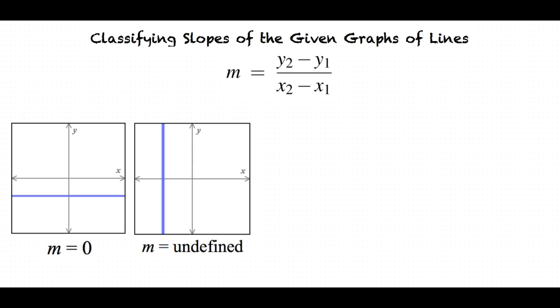What if the line is diagonal on the graph? So let's look at a diagonal line next. When the line is diagonal on the graph, the slope will be considered either negative or positive, depending on which direction the line slants. If the line slants up to the right, then the slope is positive. If the line slants down to the right, then the slope is negative.